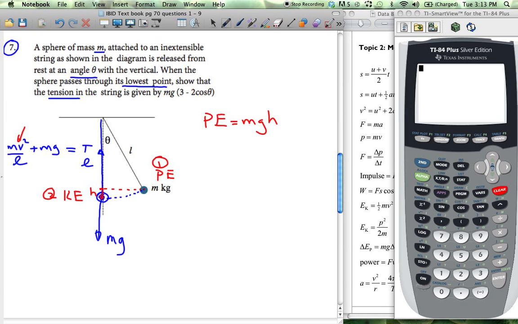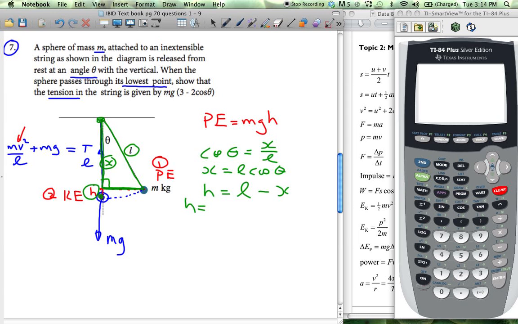Now I need to work out what that height is in terms of my other variables. So if I look at this section over here, now I'll draw this in green, that forms a right angle triangle, and if I call that x, and this is theta, I can say that cos theta is going to equal x over L, because in this diagram x is my adjacent and L is my hypotenuse. So x is equal to L cos theta. Now we are looking at h. h is going to equal L, the whole length from that point to this point, minus x. So h is equal to L minus L cos theta.